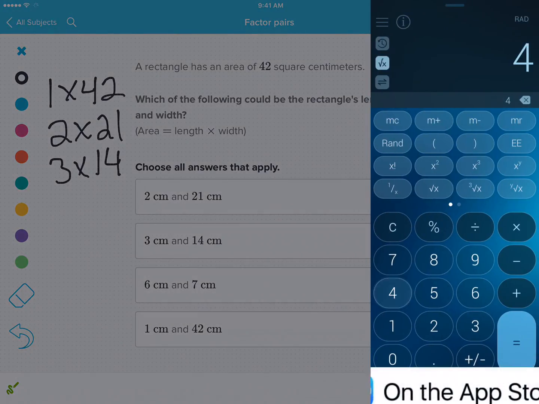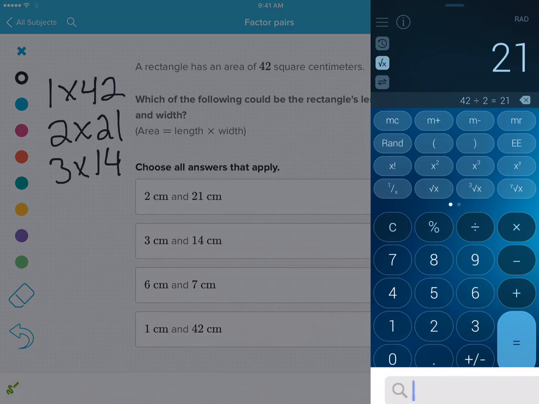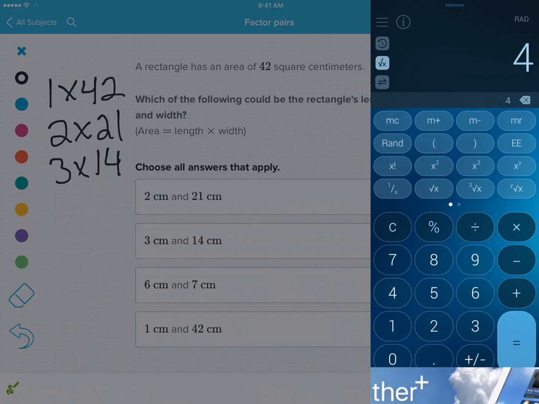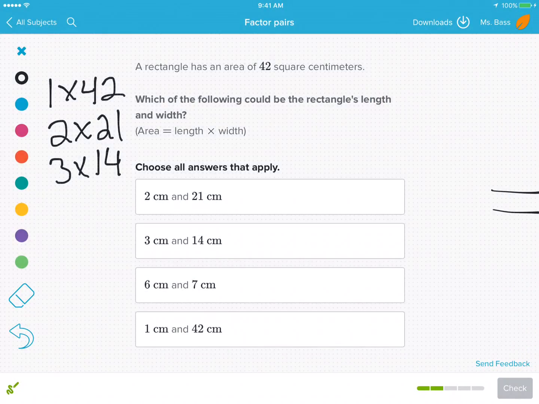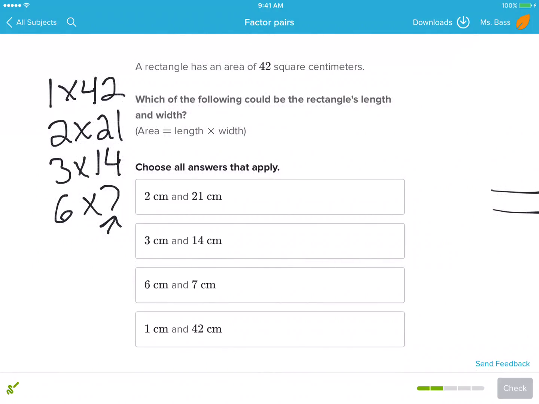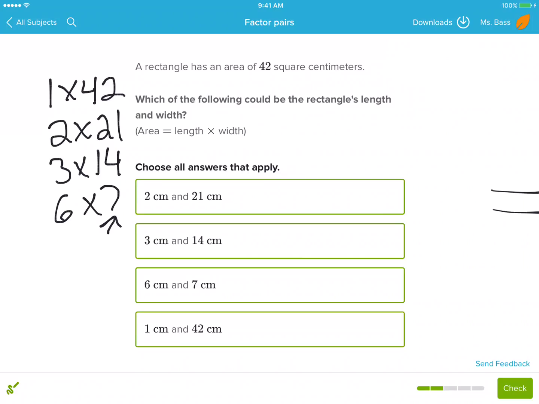Let's divide it by 4. Nope, doesn't work. Divide by 5. Nope. Divide by 6. Yep. And then I know that my next number is 7, so I know that I can stop there. So I can choose for my answer on this one, because it's asking about area, I'm multiplying. 2 and 21, 3 and 14, 7 and 6, and 1 and 42.